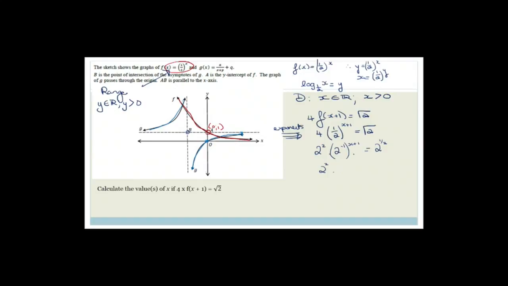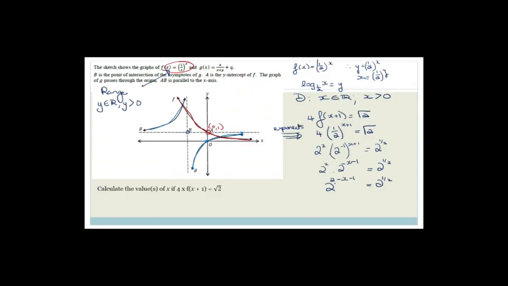What do we do? We multiply across the brackets. So it becomes minus x, minus 1, equals 2 to the half. We've got a common base, so what do we do? We add the exponents, so it becomes 2 to the 2 minus x minus 1. I'm doing it very slowly, equals 2 to the half.